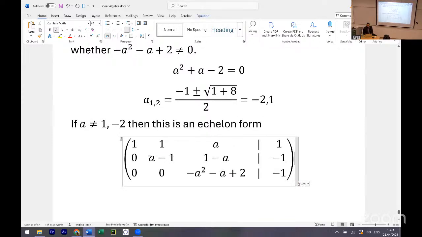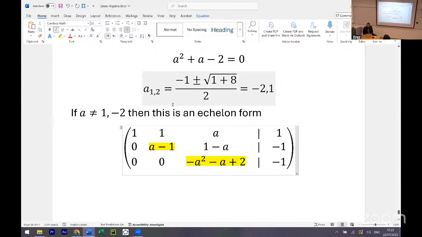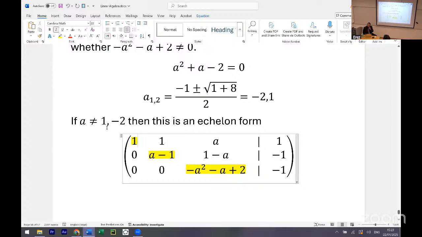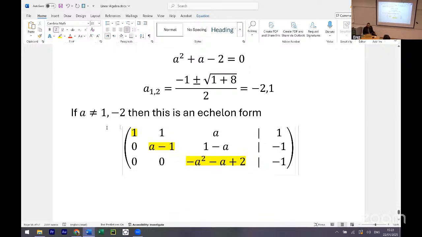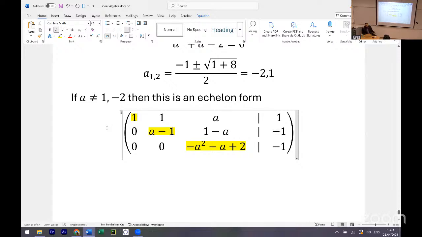Because this is different than 0 in this case. And this is different than 0 in this case. Agreed? And I forgot the first obvious pivot. Okay. So this is an echelon form if A is not 1 or minus 2. If it is 1 or minus 2, we'll deal with that. It's easy to see what the answer is, but I will deal with it in a second. So what does that tell us? This is an echelon form. There is no contradiction row, right?